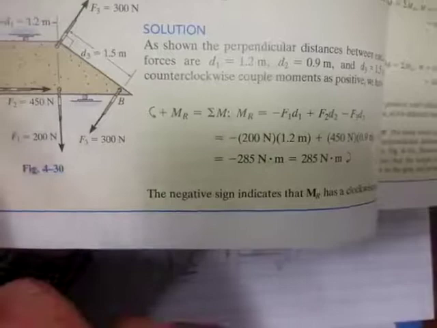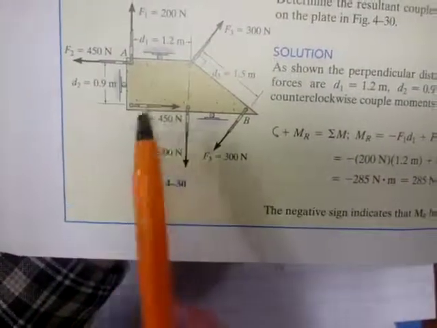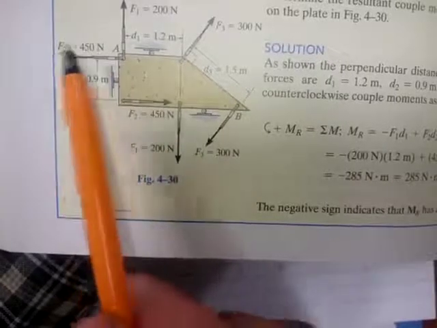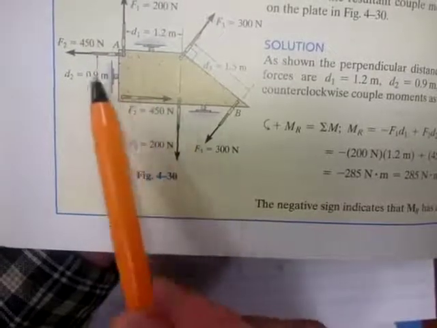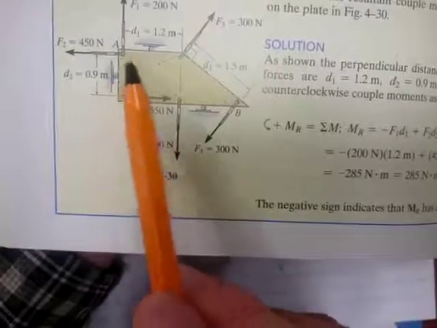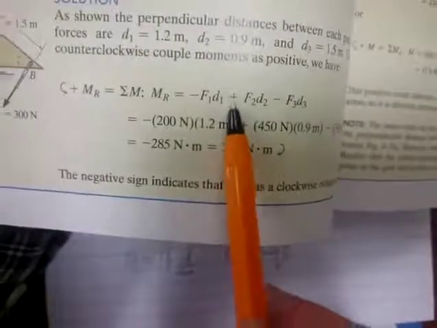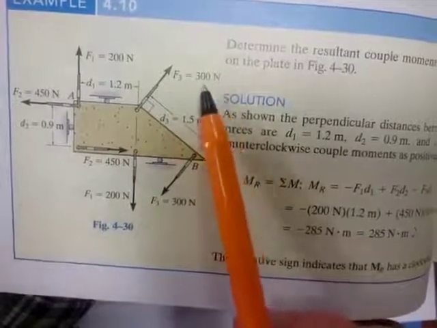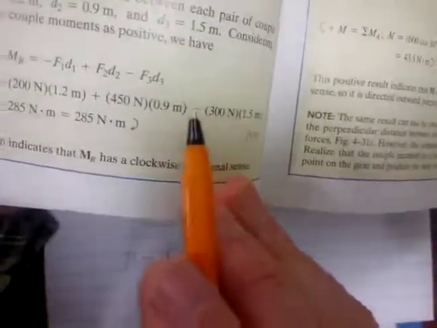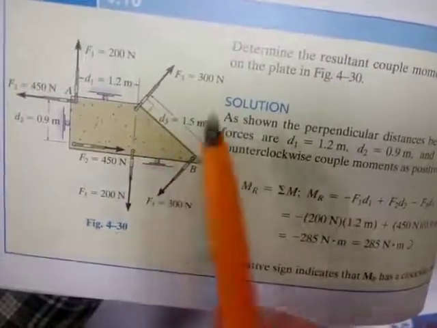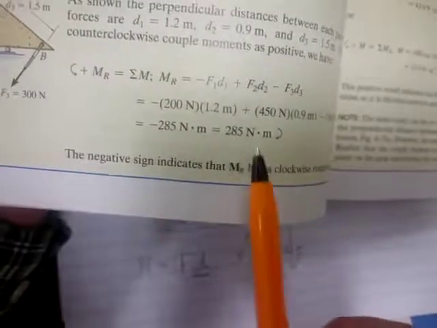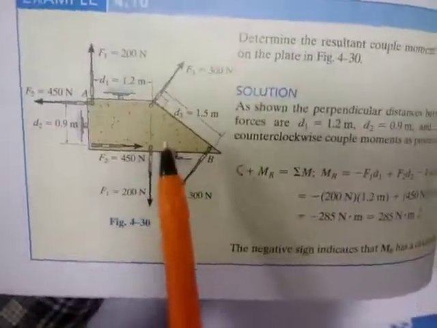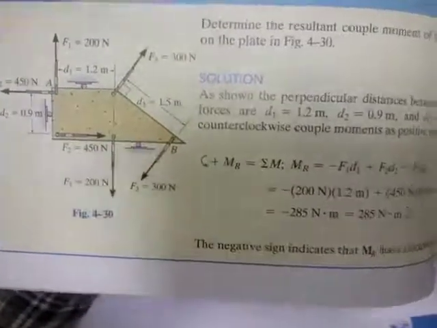What about this one? F2 and F2, 450, 450. The magnitude is simply 450 times D, F times D, which is 450 times 0.9. But then put a steering wheel here, and if you push that side and that side, you're going to get anti-clockwise rotation. So that's why there's a positive there. And what about this one, 300? The magnitude of this couple moment is 300 times 1.5. There's a minus there because this will cause a clockwise rotation, and we end up with this answer here, which is clockwise. Hopefully we're getting the picture there.